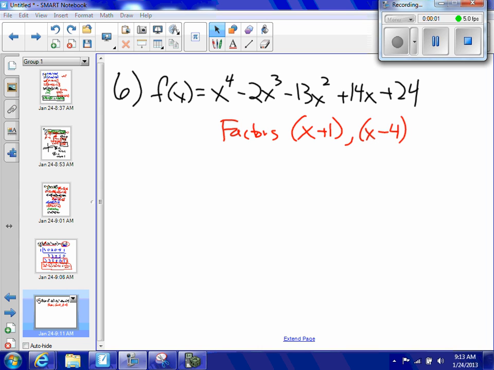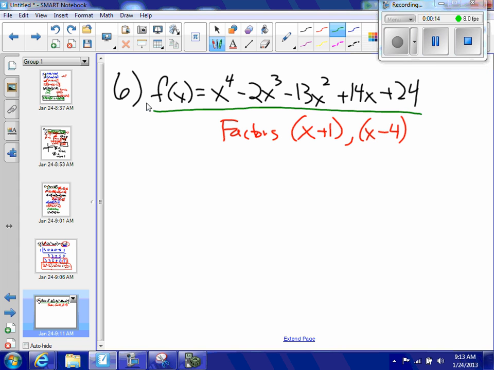This is the Chapter 5, Quiz 2, problem number 6. It says, here's my polynomial right here. Show that x plus 1 and x minus 4 are factors of that polynomial, and then find the remaining factors of the polynomial. Let's see if we can find some remaining polynomials.